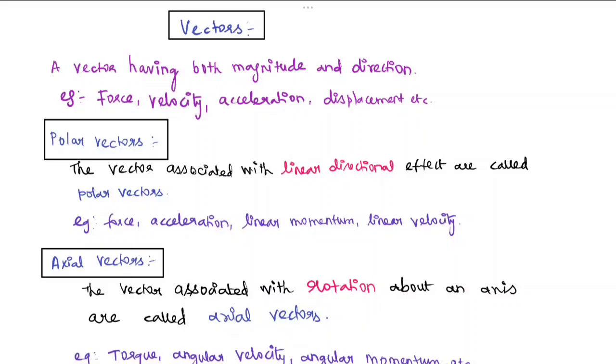Okay, so next, what are polar vectors? The name polar vector suggests they should be linear directional. The vector associated with linear directional effect is called a polar vector. What are the examples for polar vectors? Force, acceleration, then linear momentum and linear velocity.